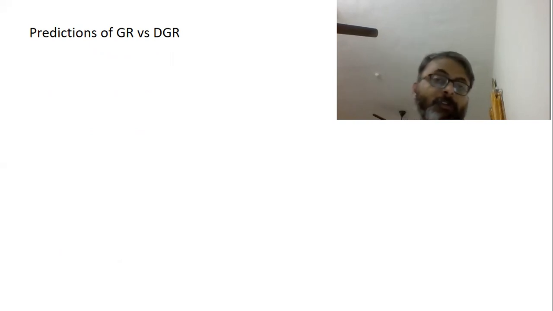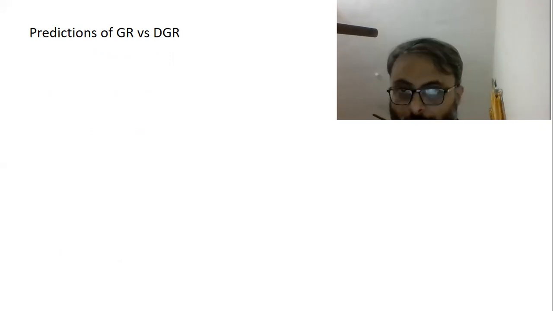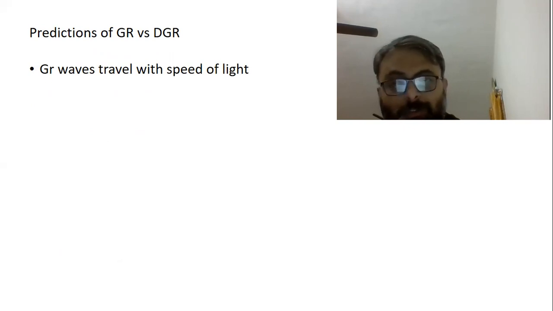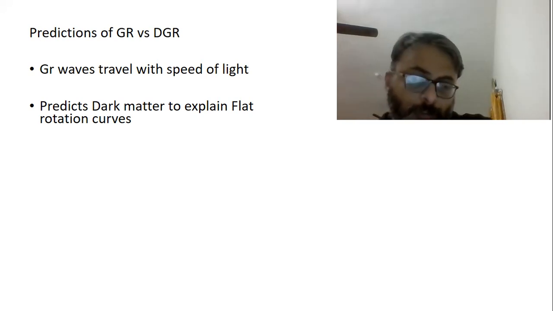Okay, so there are some places where general relativity and dynamic general relativity come into loggerheads. One of them is gravitational time waves traveling with the speed of light; DGR says otherwise. Another is the prediction of dark matter explaining flat rotation curves. DGR doesn't need dark matter for the galaxy. Actually, it has a dark matter candidate, but it doesn't need one.